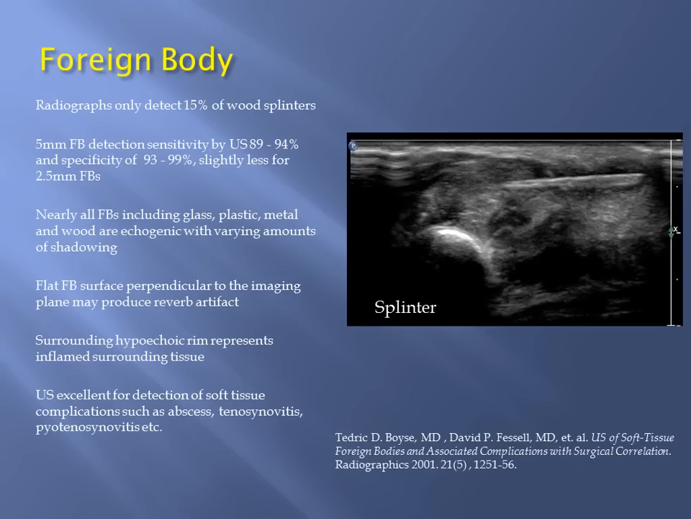And another thing that will help in the evaluation is this thin hypoechoic band around the foreign body, in this case a splinter, which represents inflamed tissue. Ultrasound is also excellent for detection of soft tissue complications such as abscess, tenosynovitis, or pyotenosynovitis, etc.